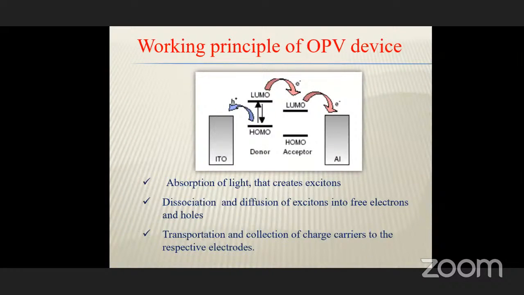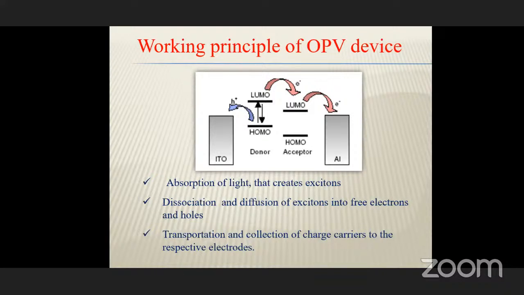If we talk about the working principle of the OPV device, that is to convert solar energy into electrical energy, it is described by three steps. First, absorption of light leading to the formation of an exciton state, that is called an electron-hole bound pair, also called an exciton. Next, the diffusion and dissociation of the exciton into free electrons and holes, and next the transportation and collection of charge carriers at their respective electrodes.